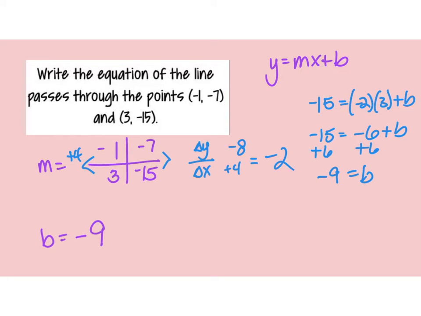Y'all agree? Did anybody use a different ordered pair? Did anybody use -1, -7? Did you get the same thing? Very good. And you should. So when I write my equation, y equals -2x minus 9.